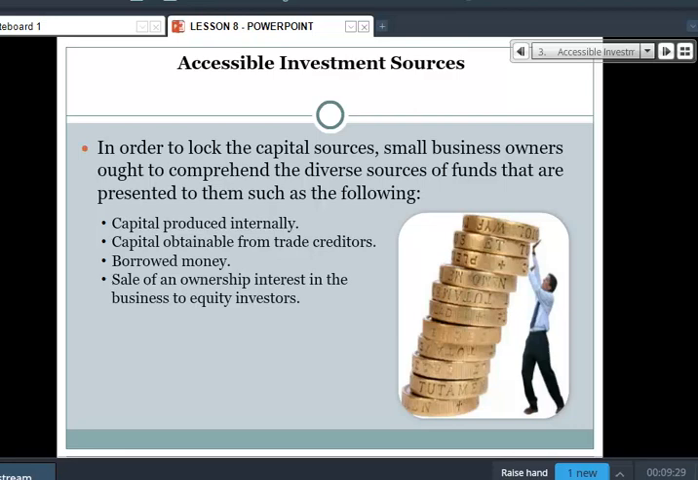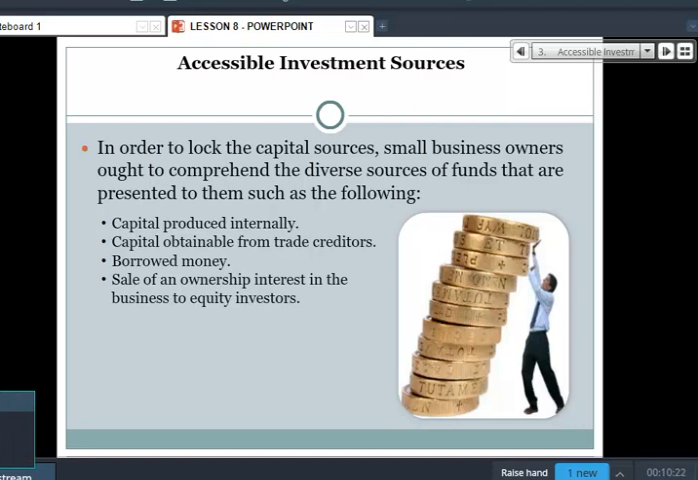First, the capital produced internally. Some businesses start up with small money, their own capital, but this capital is increased internally in the company while the day-to-day organization does its work. So it is money produced from the company itself while it's functioning. Second, the capital obtainable from trade creditors. As I've told you, some government bodies or creditors give money to new startup businesses, especially small businesses.